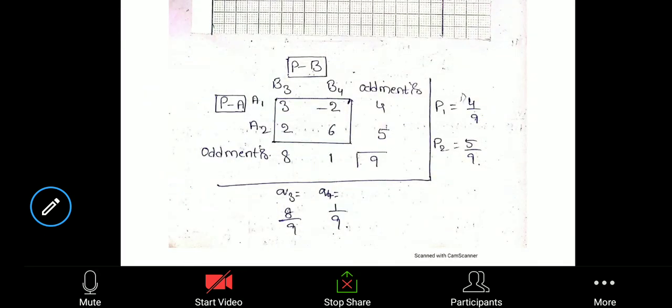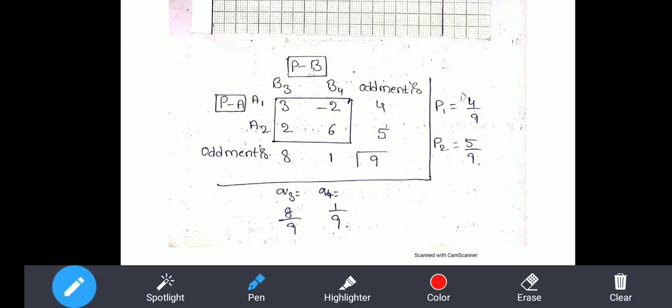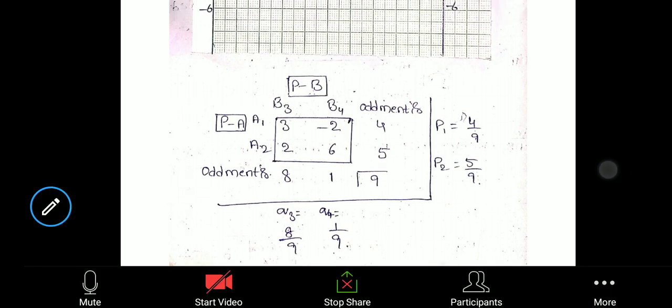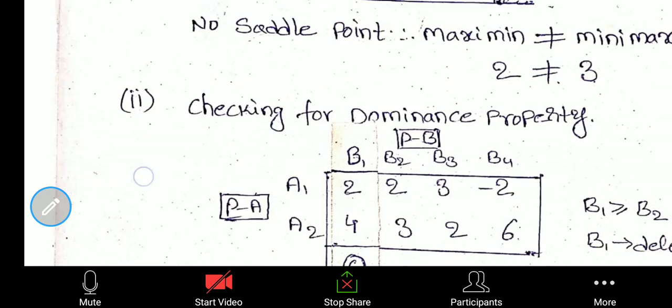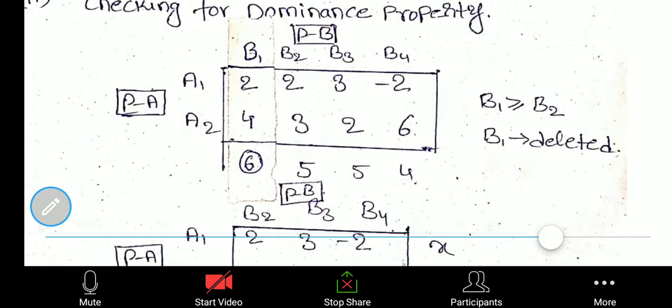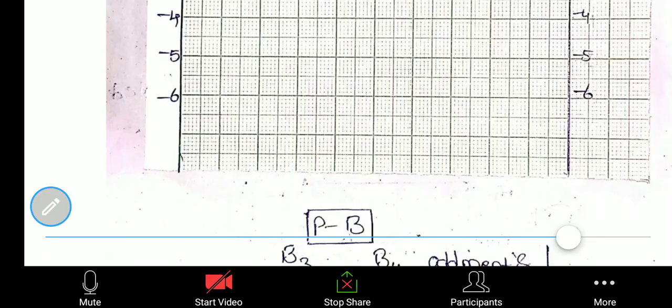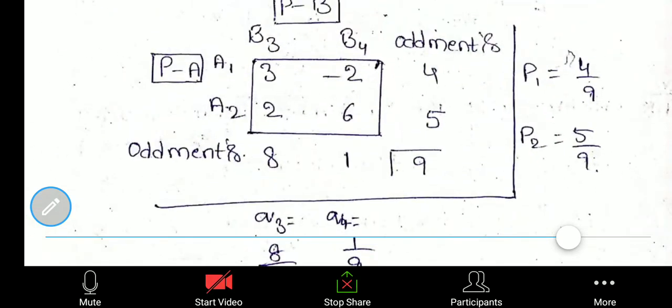We are applying the mixed strategy B3 and B4. From the given problem, the B3, B4 columns will be considered. That is 3 comma 2, minus 2 comma 6. It was shown to you in the previous page. The problem for B3, B4 is 3 comma 2, minus 2 comma 6.